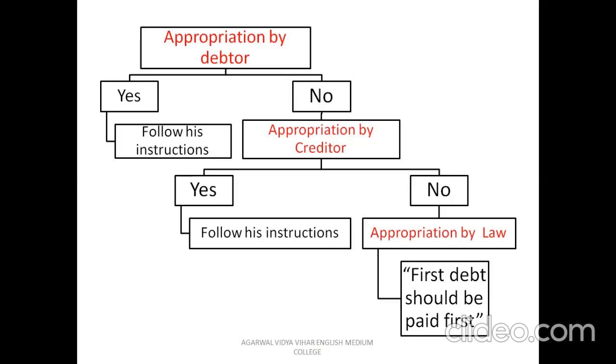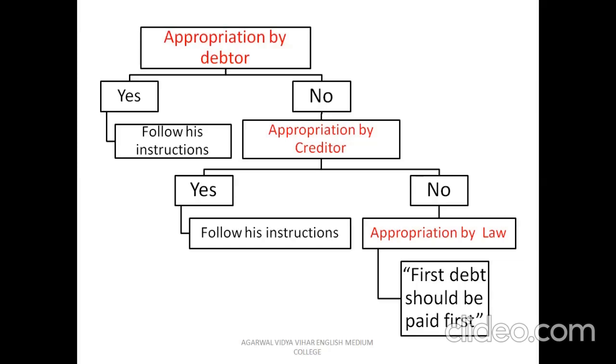The no option arises when no instruction is given by the debtor about the appropriation of payment. In that situation, the appropriation is done by the creditor, or the banker. Again, two options are there. When the banker has given instruction for the appropriation, yes. Or if the banker has not given any instruction, then no. If the banker has given any instruction, then it is the duty of the person clearing the cheque to follow the instruction of the creditor. If no instruction is given by the banker also, in that situation the appropriation must be done by law.